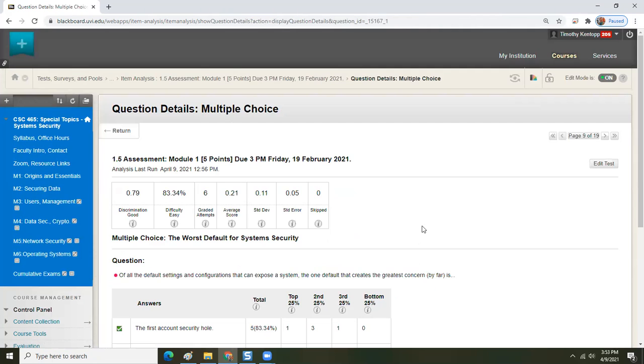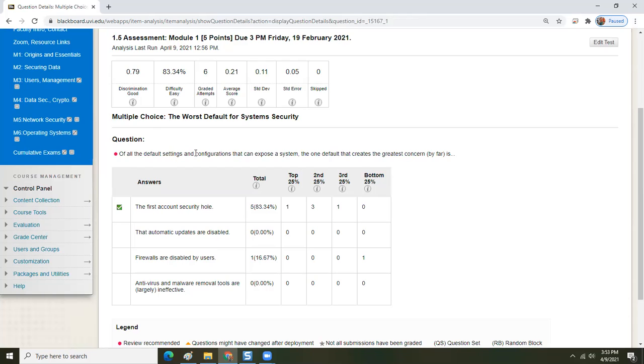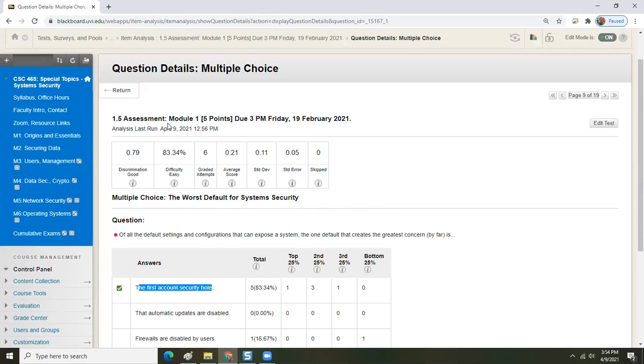The worst of all the default settings and configurations that can expose a system, the one default that creates the greatest concern by far is, I was just talking about it, the first account security hole. Firewalls are disabled by users so that sometimes their gaming networks and stuff like that will work, but it's not the biggest, baddest problem. The biggest, baddest problem on the planet is that first account that's set up, and it's a gaping security hole if it's used for anything other than administrative account maintenance, administrative systems maintenance.